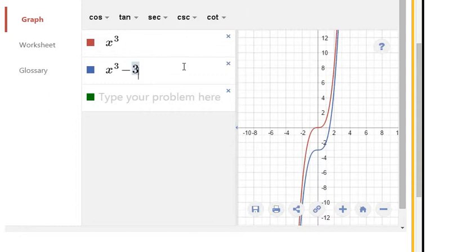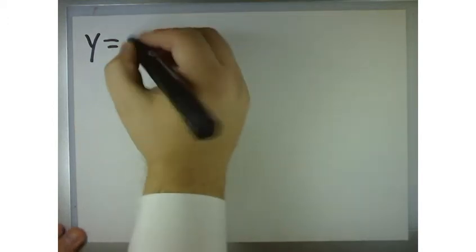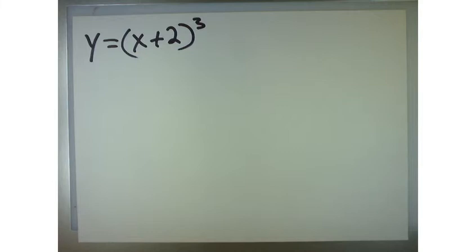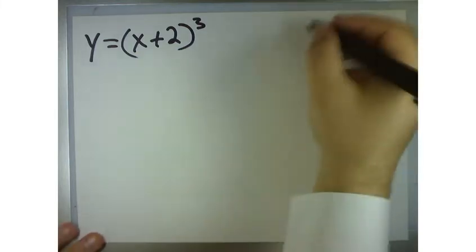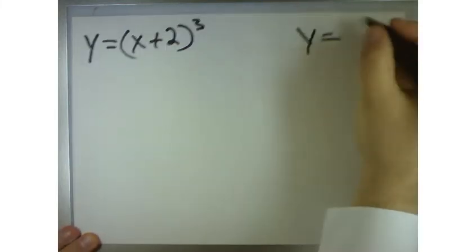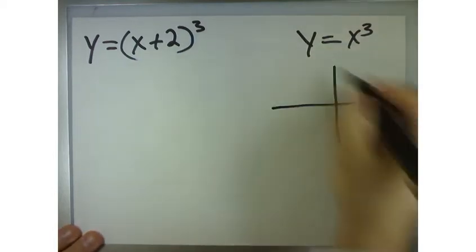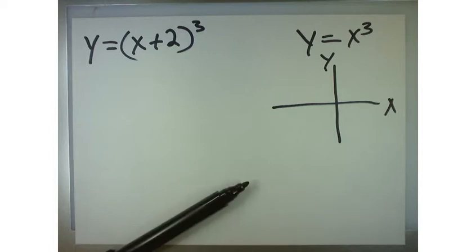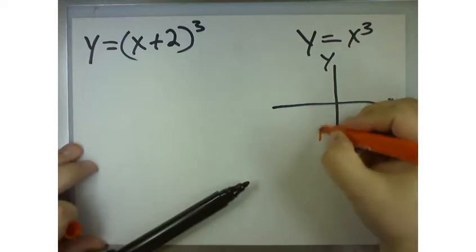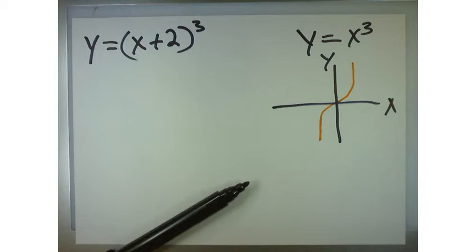Now let's do one that has it on the inside. So I'm going to change, and we're going to write a new function. So now we're going to say y is equal to (x plus 2) cubed. Okay. So again, the parent function is y equals x cubed. And if we graph the parent function, we already know what that looks like, right? The parent function looks like this. It comes through the origin. It kind of does like a swoopy, snaky thing.